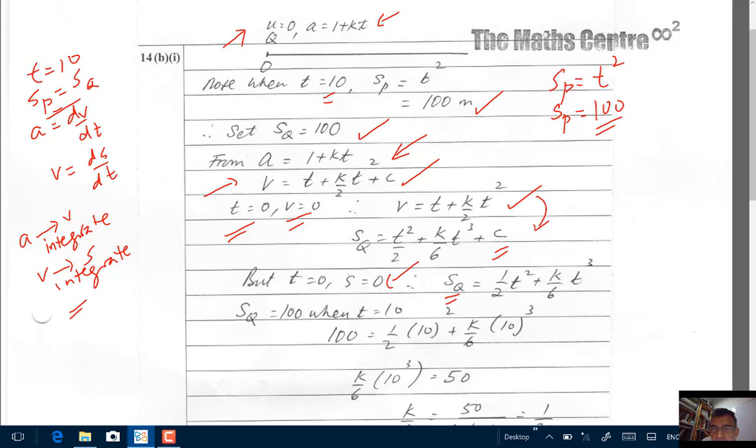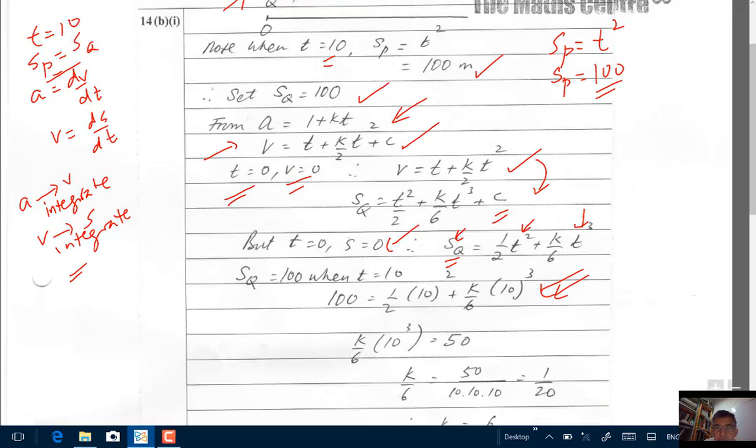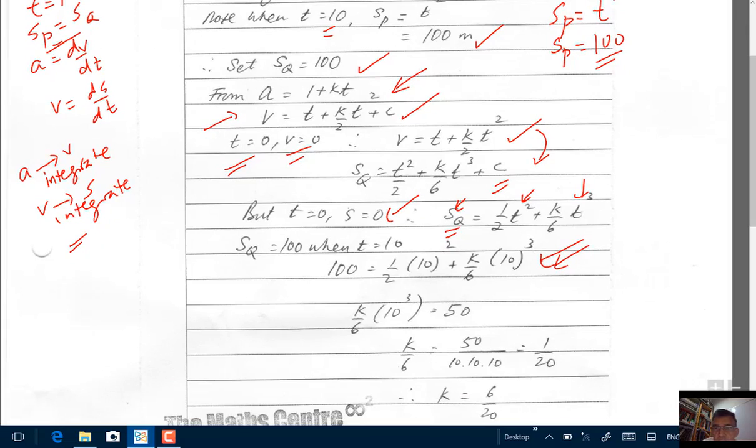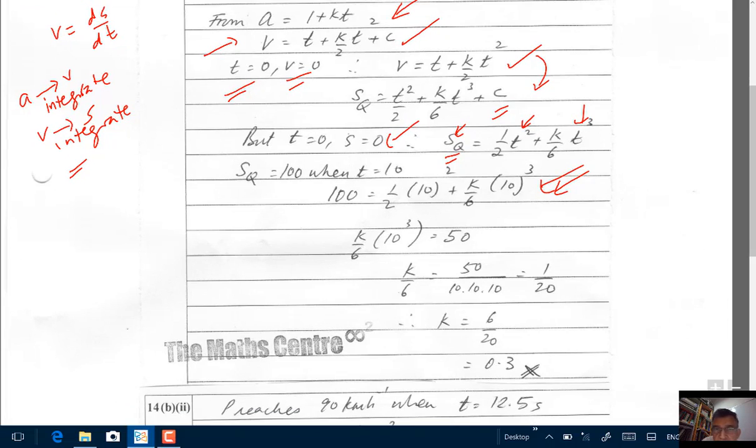Now remember SQ is how much? 100. That's what you see here, when t equals 10. So you plug in 10 here, you plug in 10 here, and you plug in 100 here. This is what you'll get. Clean up the algebra, and you get k over 6 times 1000 equals 50, and you'll get k equals 6 over 20, which is 0.3.